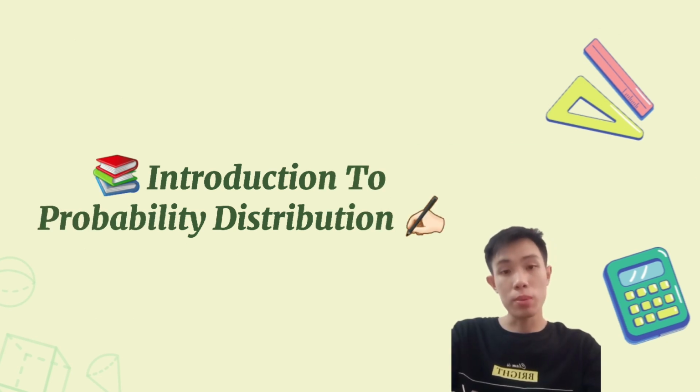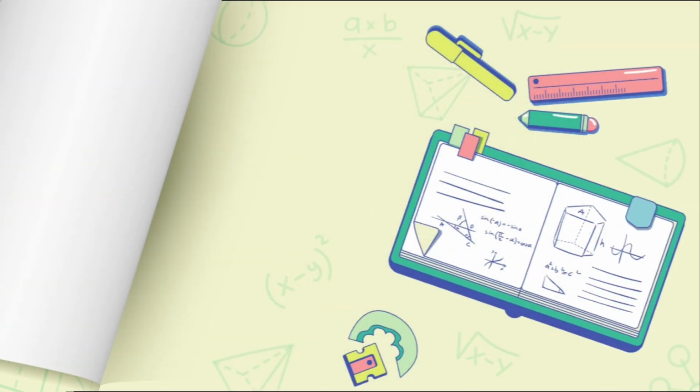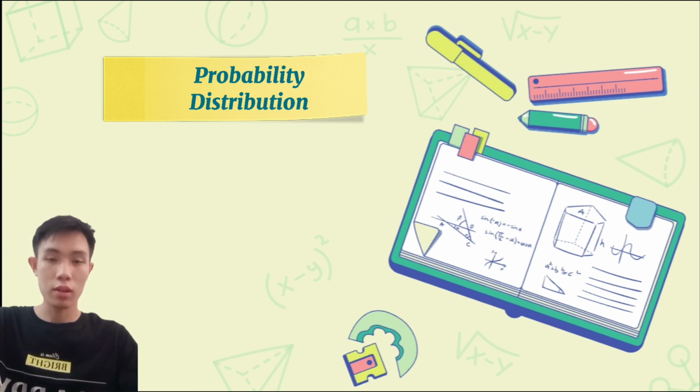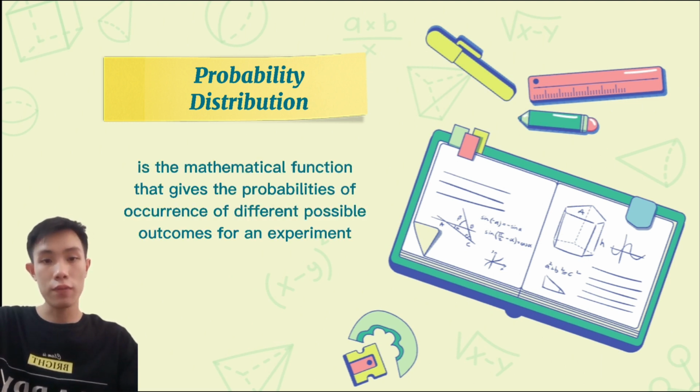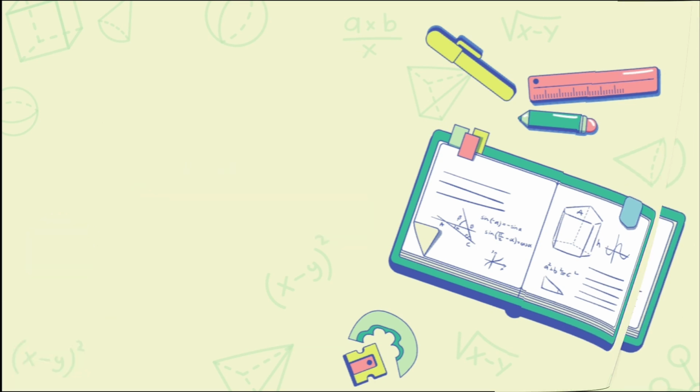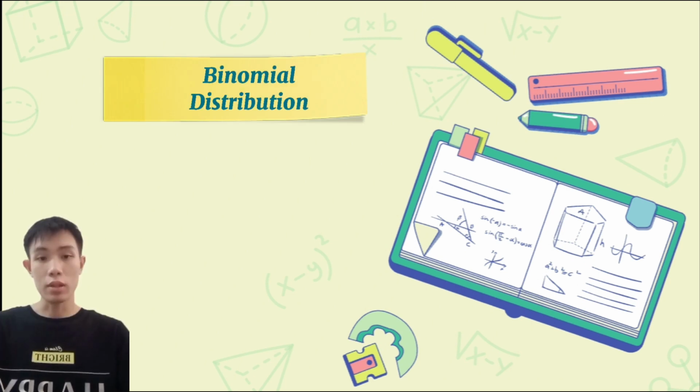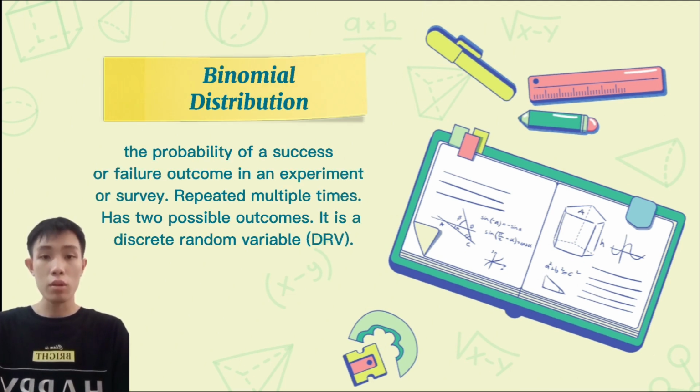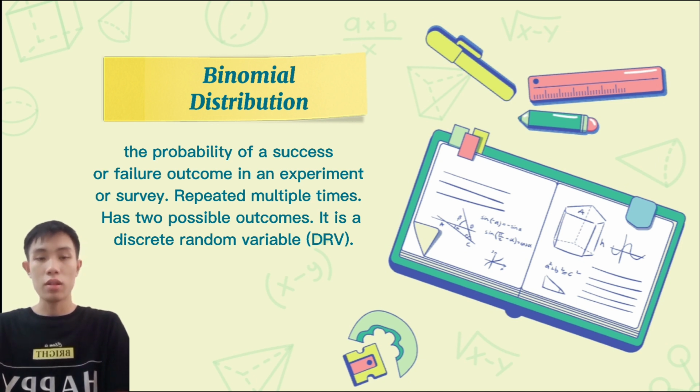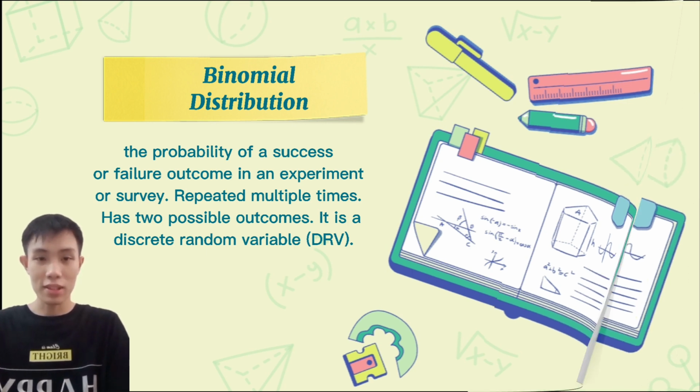So, what is probability distribution? Probability distribution is the mathematical function that gives the probability of occurrence of different possible outcomes for an experiment. What is binomial distribution? Binomial distribution can be thought of as simply the probability of success or failure outcome in an experiment or survey that is repeated multiple times. The binomial is a type of distribution that has two possible outcomes.